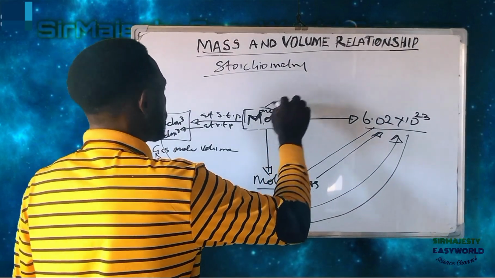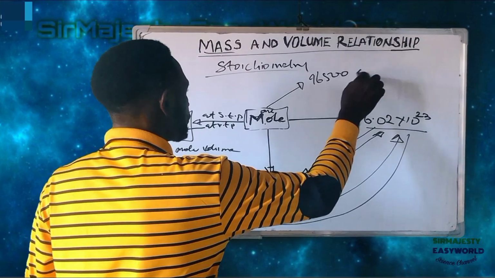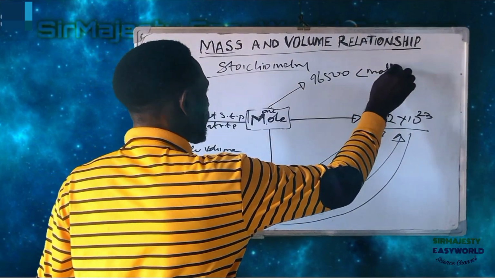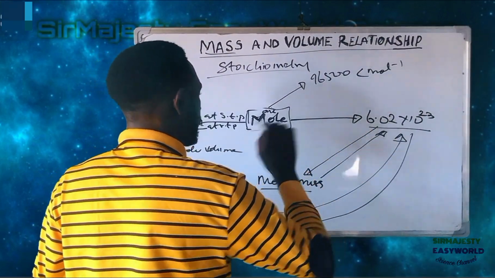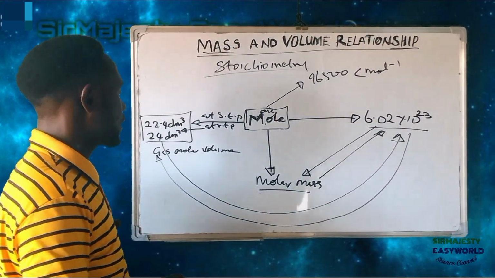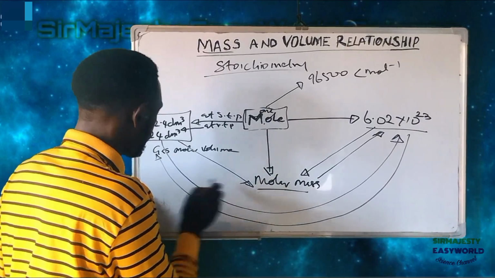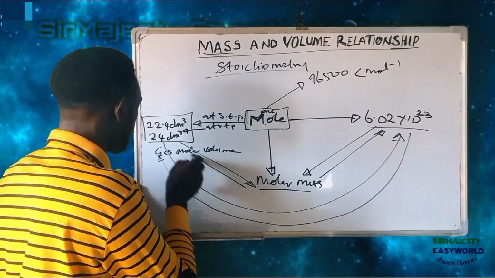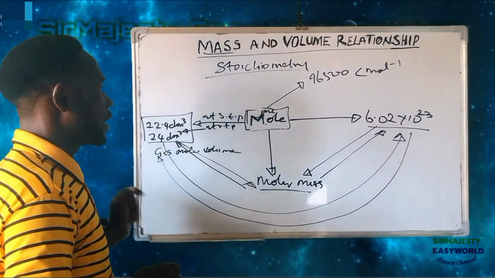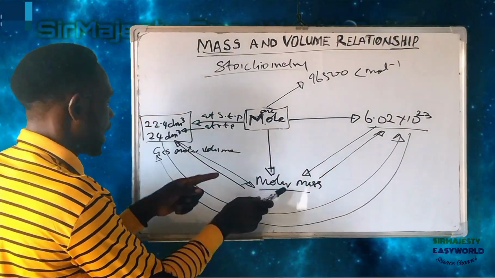If it is electrolysis, we are dealing with 96,500 coulombs of electricity per mole of electrons. This is for electrolysis. Another thing is that we can move from volume to molar mass, and from molar mass to volume. Now, this is the connection which shows that mole connects mass and volume.